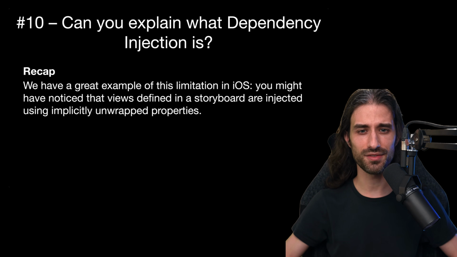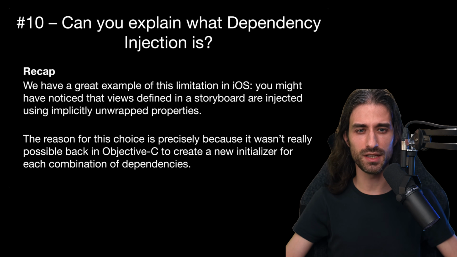And we actually have a great example of this on iOS. You might have noticed that views defined in a storyboard don't have their subviews injected through their initializer, but rather through properties that are implicitly unwrapped, the properties annotated with @IBOutlet. And the reason for this choice is because back in Objective-C, it wasn't really possible to create a dedicated initializer for each possible combination of dependencies.